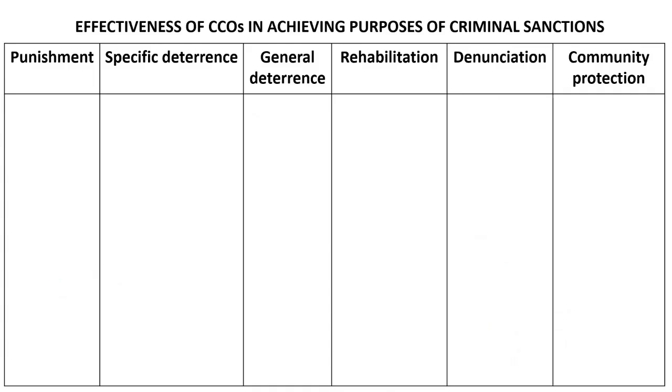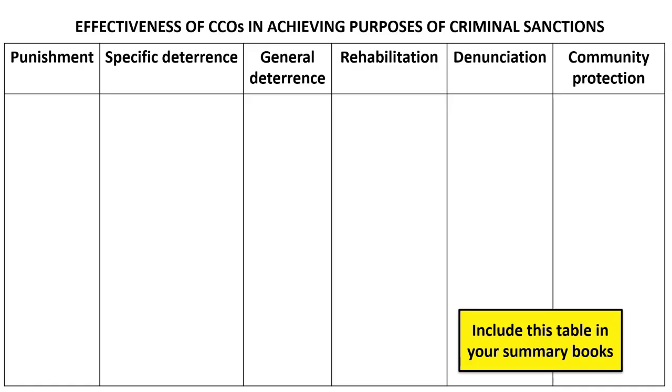You'll recall that our second learning intention requires you to be able to discuss the ability of community correction orders to achieve the purposes of criminal sanctions. In this table, I'm going to set out the points that you could make when you are discussing the ability of community correction orders to achieve the purposes of criminal sanctions. So make sure that you include this table in your summary books. You can see that I've set out each of the purposes of criminal sanctions across the top of this table.